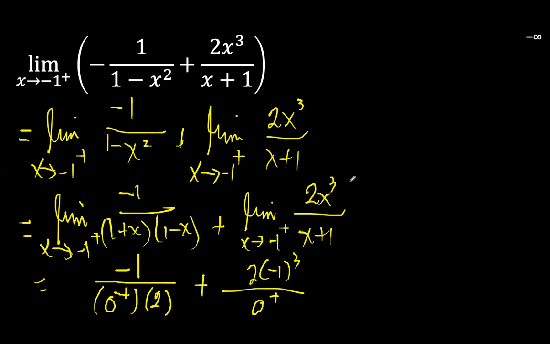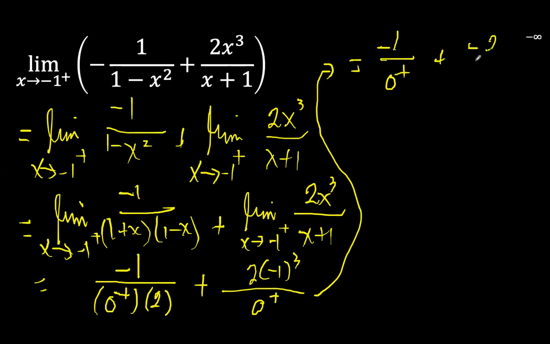So let's simplify. Negative 1 over 0 positive, plus negative 2 over 0 positive. So this is negative 1 divided by 0, that's negative infinity.